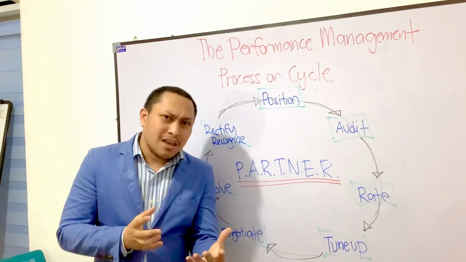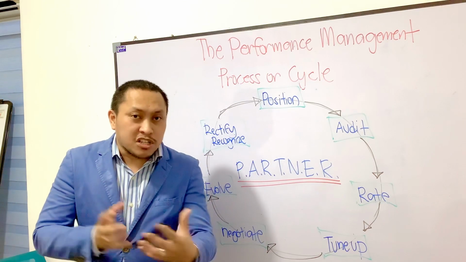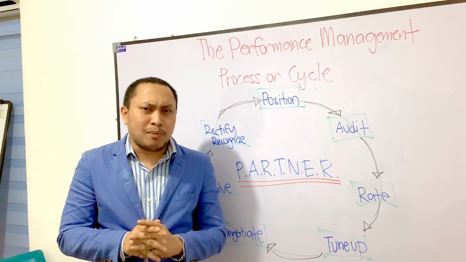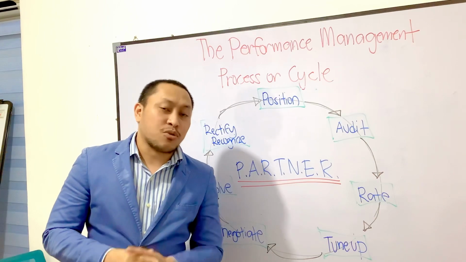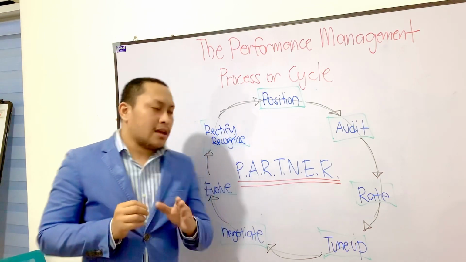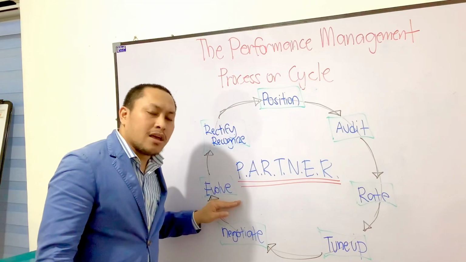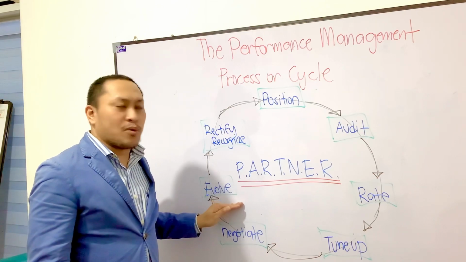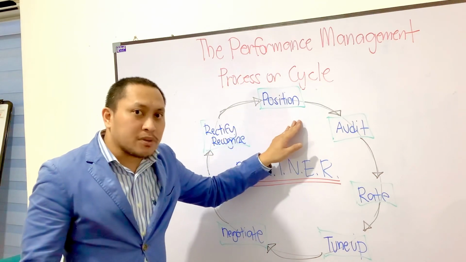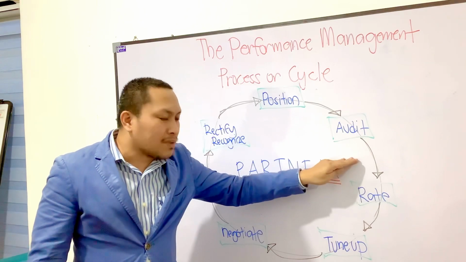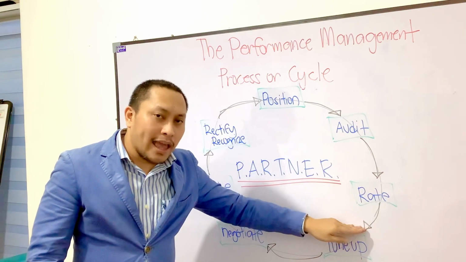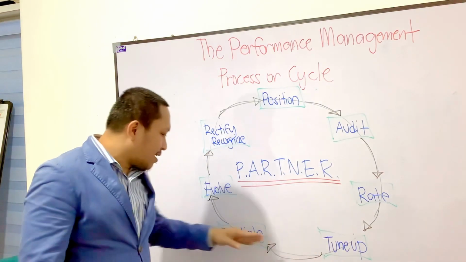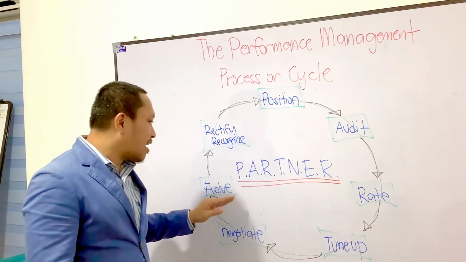Could it be training, or could it be motivating or inspiring? Could it be team building? Could it be coaching and counseling, or could it be some form of consultancy? So once again, remember to work with HR in determining the best or most fitting solution or intervention to help improve your employees' performance. So once again, before performance, position; during the performance, audit; after the performance, rate; and we have to intervene by doing either or all: tune up, negotiate or renegotiate, and then evolve.